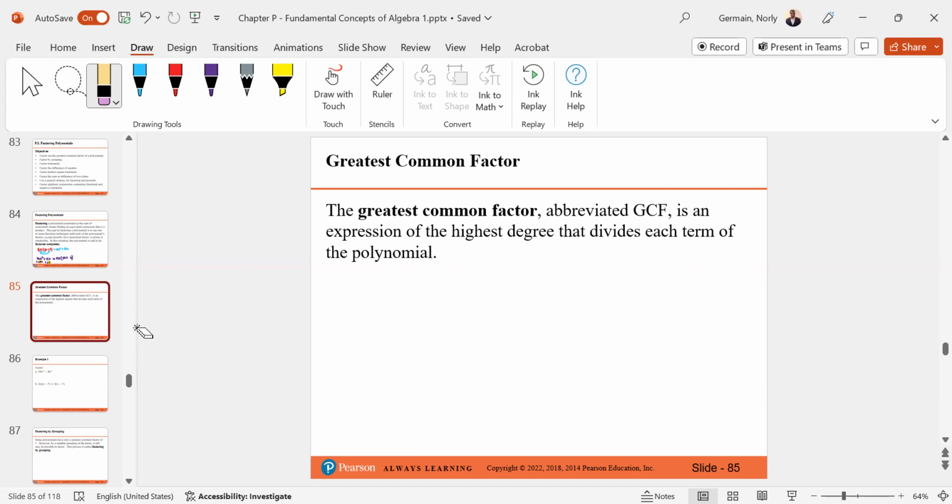Now, let's take a very quick look at an example. Let's say we have 3x cubed plus 9x squared.